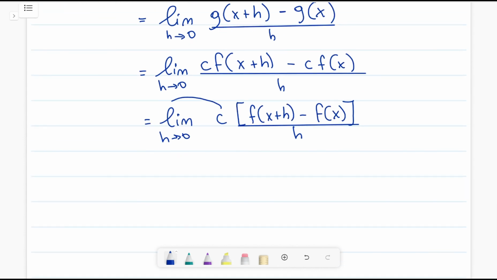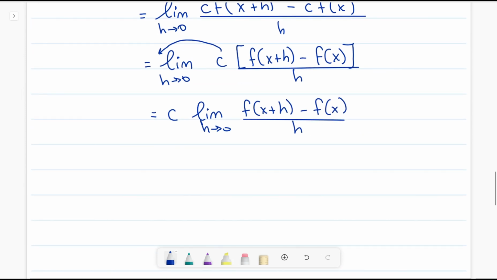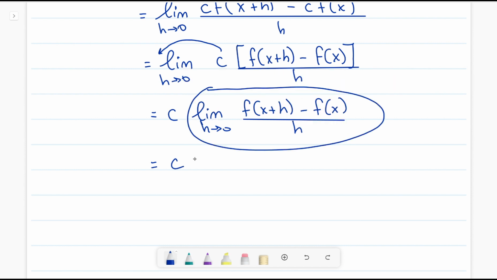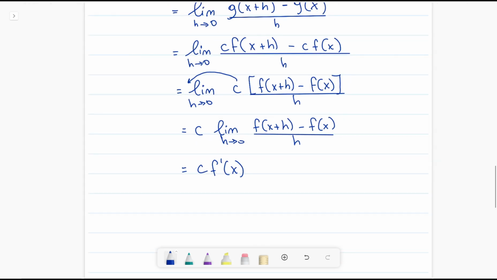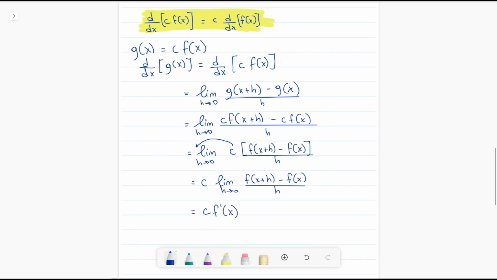And with limit laws, we can always take the constant outside of the limit to give us c times the limit of f of x plus h minus f of x divided by h as h approaches 0. And I hope you recognized what this is. This is the derivative of f of x, so it is f prime of x. So the derivative of a constant times f of x is the constant times the derivative of f of x.